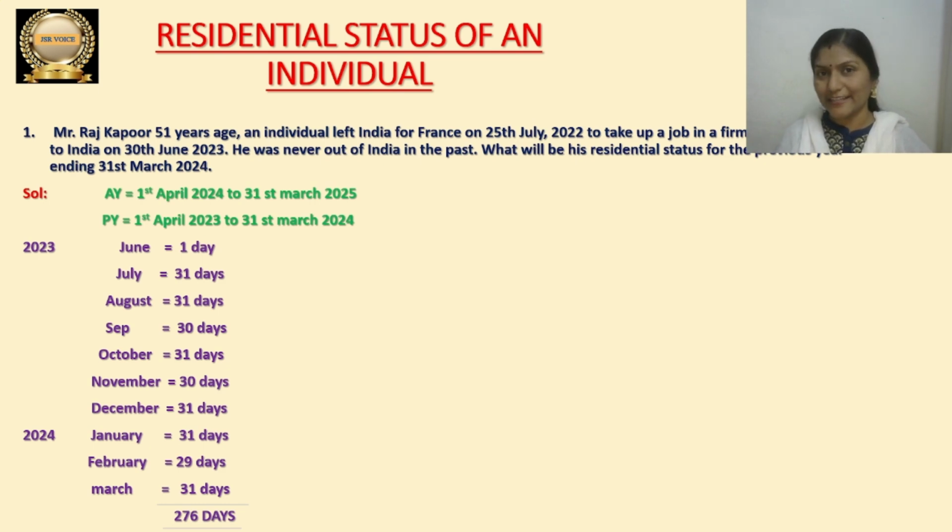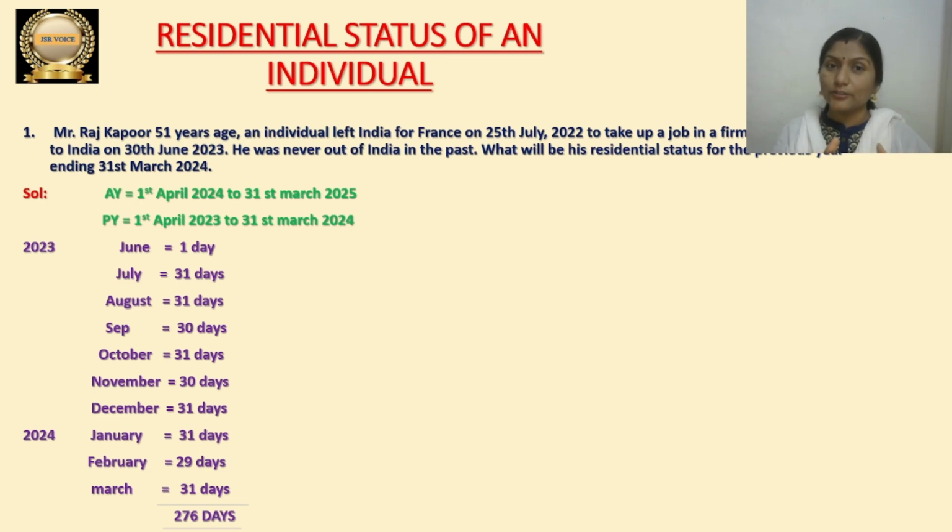After February, next month is March. In March we have 31 days in total, and he stayed completely for 31 days in March also. I took March as 31 days. That is the ending month of our previous year, because our previous year starts from 1st April 2023 and ends on 31st March 2024. So March 2024 finished, and we stop it.